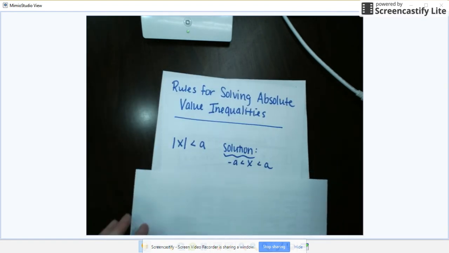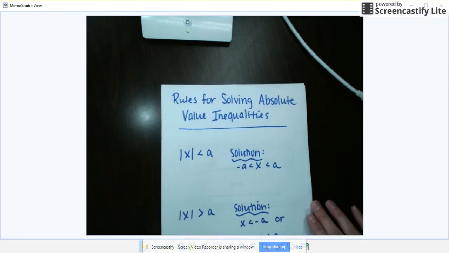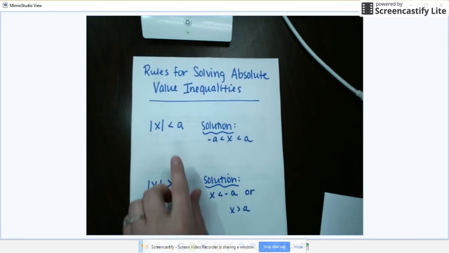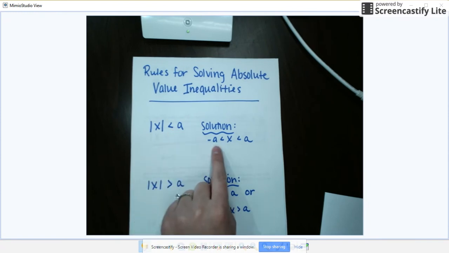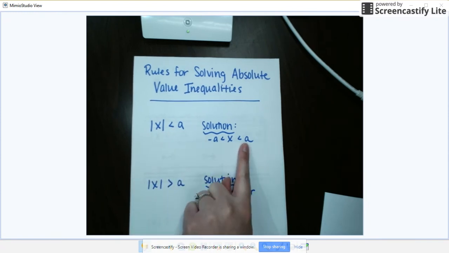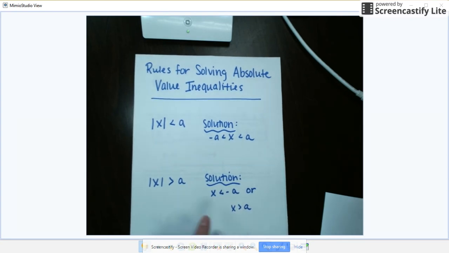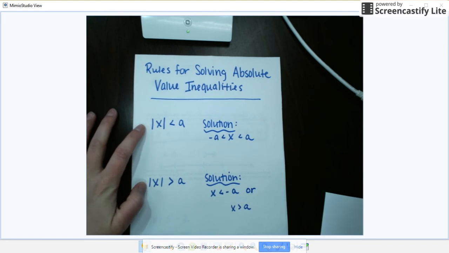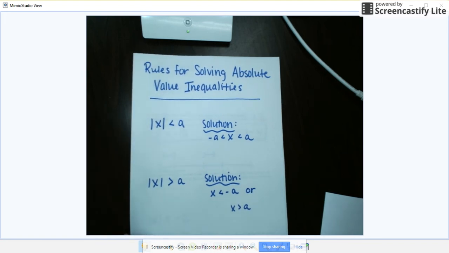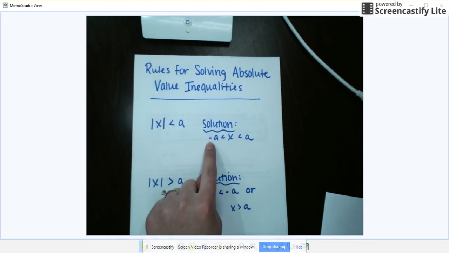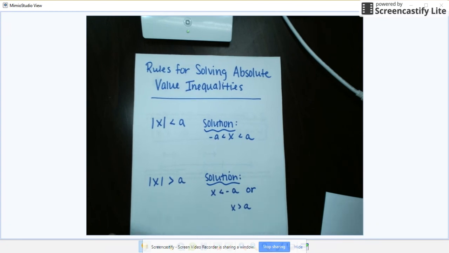Okay, so hopefully you've seen a pattern. We're going to look at these two rules for solving absolute value inequalities. If you have a less than sign, your solution will always be this compound inequality. So negative a less than x less than a. If you have an absolute value greater than a constant, your solution will be x is less than the negative version, or x is greater than the positive version. So these two rules you'll want to write down and then have next to you when you solve any of your equations, so you know, should my solution look like this, or should my solution look like this?